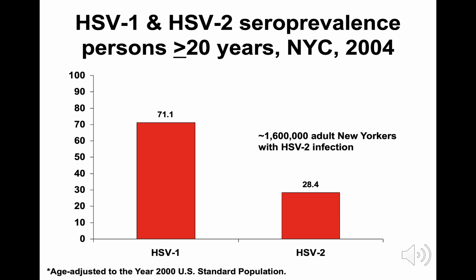Now, it's important to realize that herpes infection is lifelong. So the presence of antibody is indicative of past infection and the capacity for asymptomatic shedding during periods of asymptomatic reactivation.